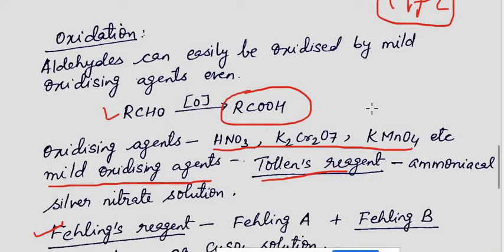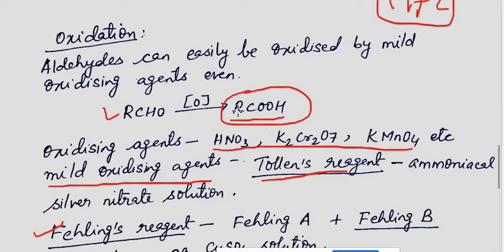So why was aldehyde converted to salt of carboxylic acid? Because the reaction takes place in presence of concentrated KOH or NaOH. That means strong basic medium, strong alkaline medium. So again I repeat the difference: if aldehyde is oxidized in presence of acidic medium, it gets converted to carboxylic acid.